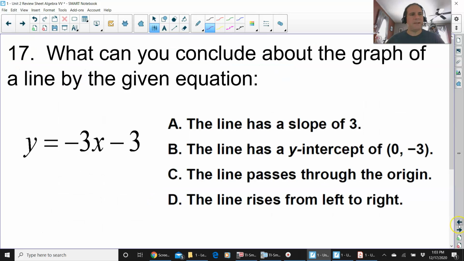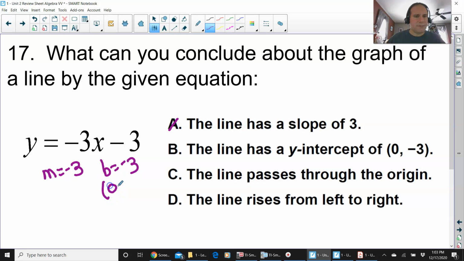All right. Number 17, what can you conclude about the graph of the line given by the equation y equals -3x minus 3? The line has a slope of 3. Does it? No, it does not. It has a -3. That's out. The line has a y-intercept of (0, -3). The y-intercept is -3. Oh, all right.